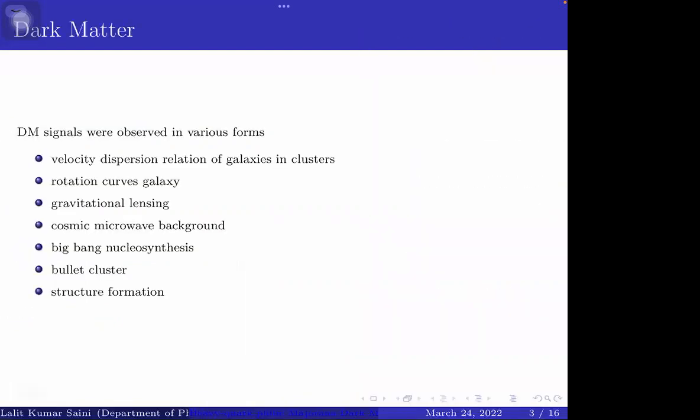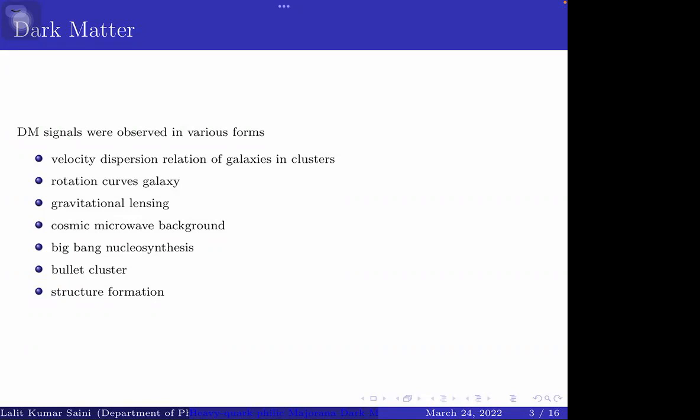So why is dark matter necessary? Dark matter signals were observed in various forms. First of all, in 1933 Zwicky observed the Coma cluster, and he observed that the mass he predicted from the velocity dispersion relations of the galaxies in the cluster and the mass he got from the luminosity, using the M by L ratio in astrophysics, which is a fixed quantity for a nebula, do not match. The mass from luminosity is very much less than the mass from velocity dispersion relations. So he said that there is some missing mass inside the cluster.